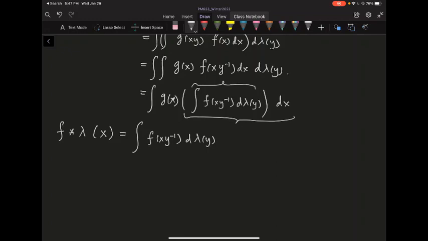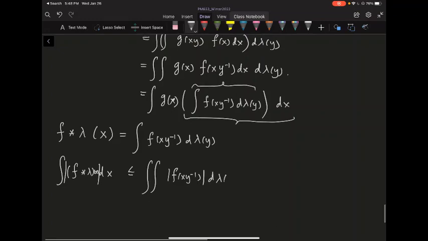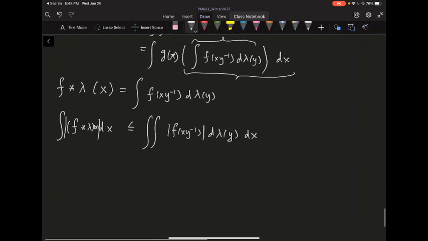So the integral of your f convolved with lambda, dx, in absolute value, is less than or equal to the double integral of f(x y inverse). You do the d lambda(y) first, and then you do the dx. But when you integrate against dx, you use the left invariance and so on. So this is less than or equal to the integral of the one norm of f d lambda.